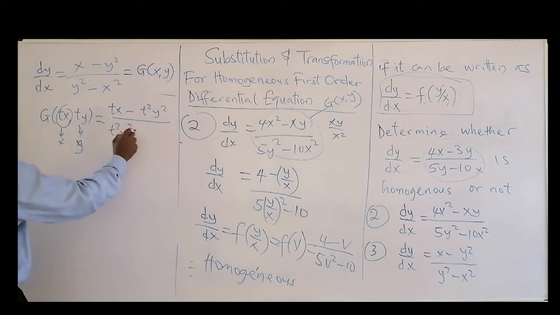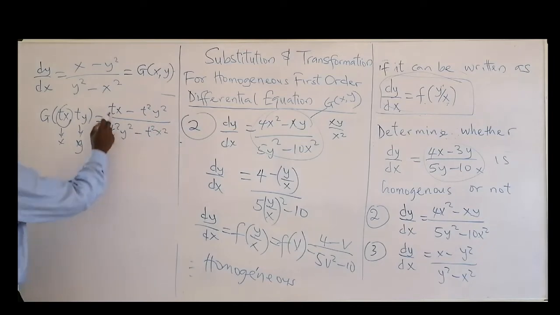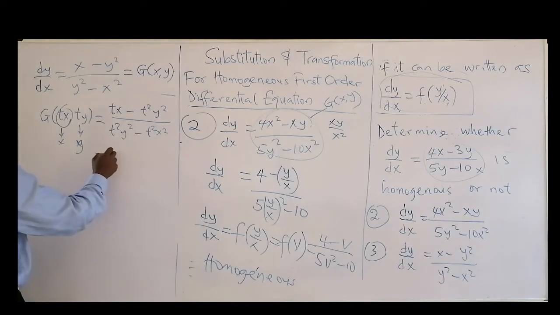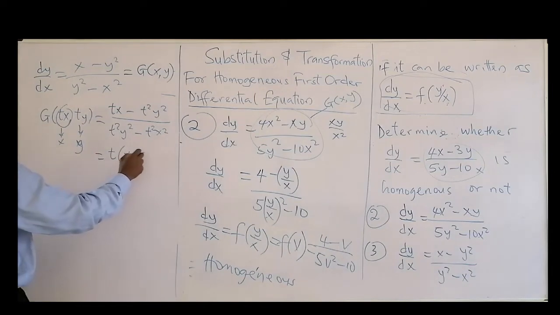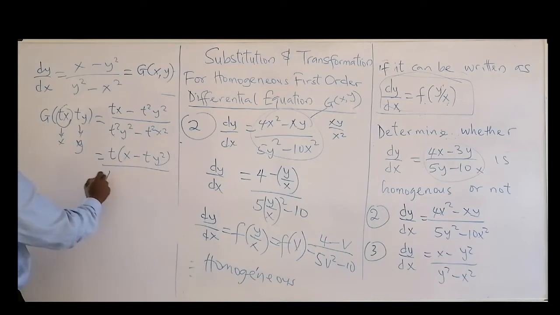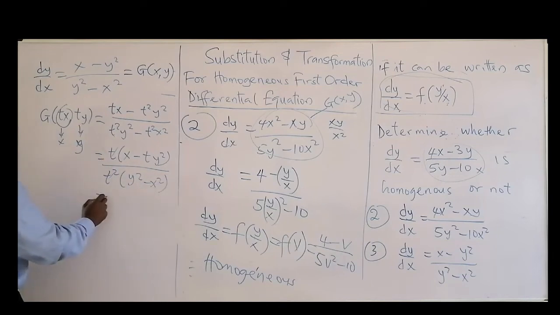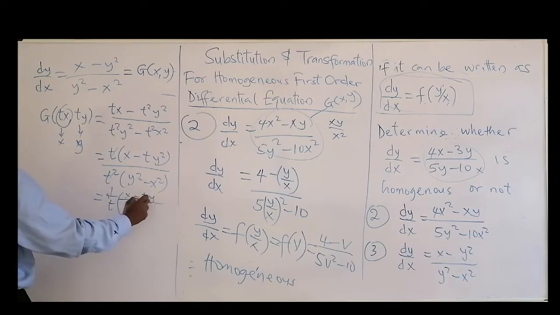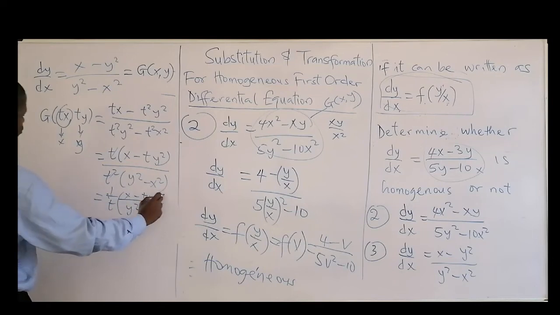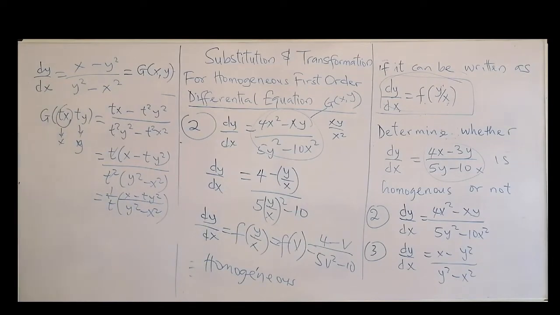And this will be t squared y squared minus t squared x squared. Here, t is common, we can take t out, then we have x minus t y squared all over, here t squared is common, we can take it out, and then we have y squared minus x squared. So this one we cancel. So this is t over t squared, which is 1 over t, equal to x minus ty squared all over y squared minus x squared. So that's what we have there.